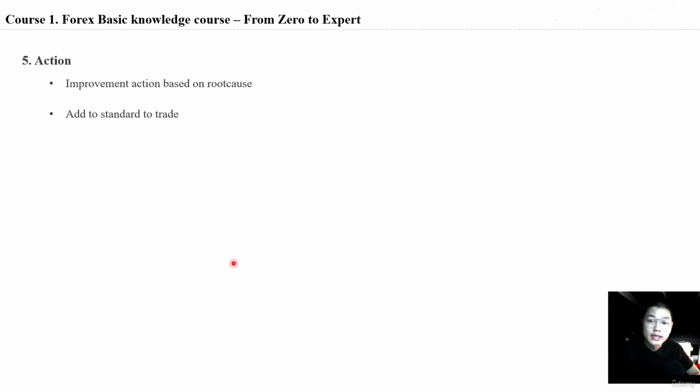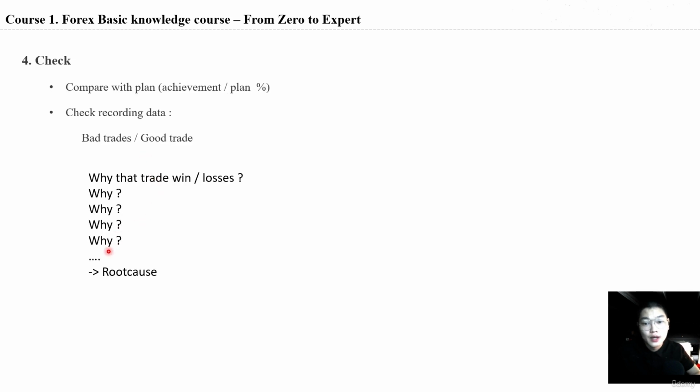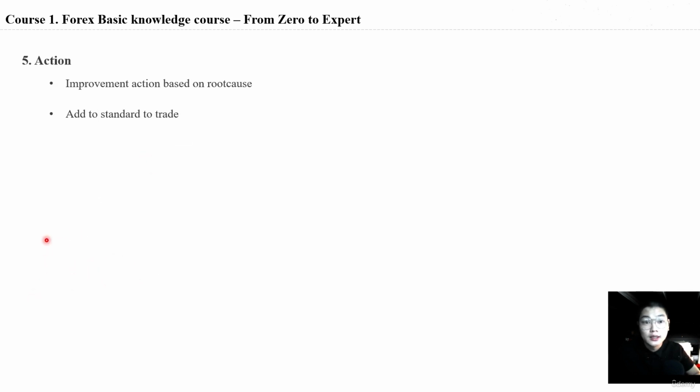And the last one is Action. It means that now you already know what the problem in your trading is, and you need to improve it and add the solution to your trading standards. Trading standards, I will guide you how to establish in the next lesson. But in this lesson, you need to understand that we have standard trading, and when you find an improvement, you need to add it to the standards and follow it.